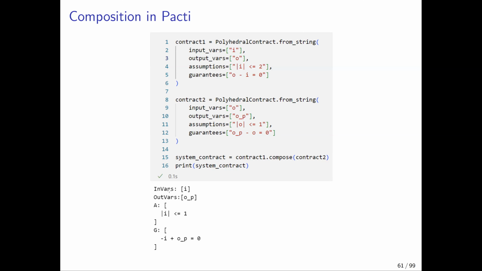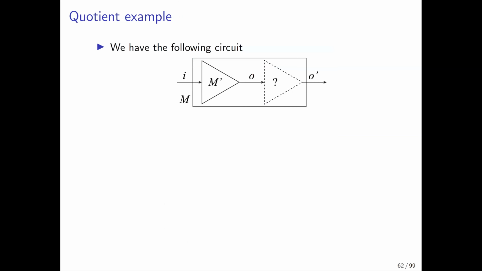Your top level input is going to be I, your top level output is going to be O prime. These are your assumptions and your guarantees. So what Pacti did is that it eliminated, right, that internal variable that we were discussing earlier. So this is the notion of composition. And we have an analogous situation here with quotient.